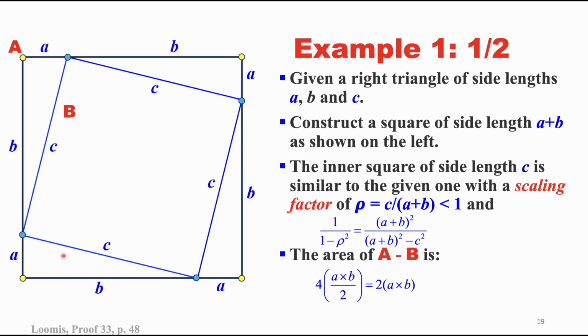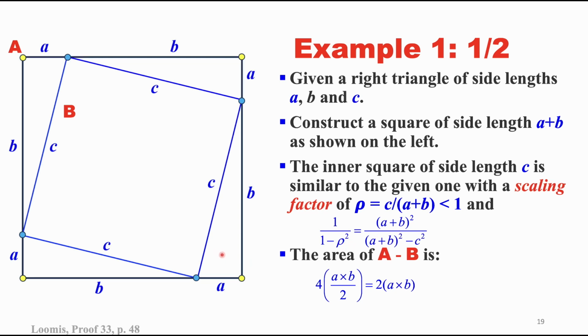The scaling factor is simple. Because this is a square similar to the outside one, this square has length c. This square has length a plus b. Therefore, rho is equal to c over a plus b. Some calculation yields 1 over 1 minus rho squared is this.